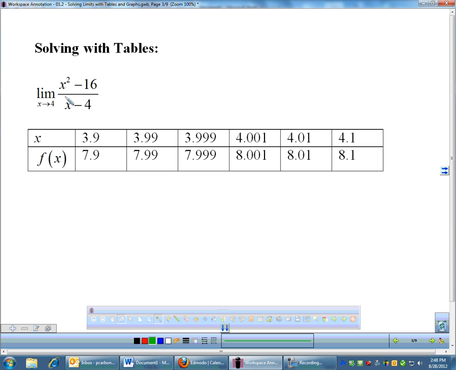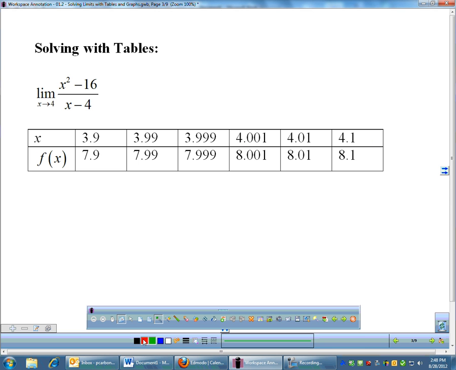I've punched these in, and we're approaching 4. We need to look at both sides. Notice I left 4 out of the table. I didn't put it in because it's irrelevant. What's actually happening at 4 does not affect the limit. Limits really care about what's happening just to the left and just to the right, and that's what I've created here. The furthest away I get is 3.9, then a little bit closer at 3.99, then a little bit closer at 3.999, and the same thing on the right side.